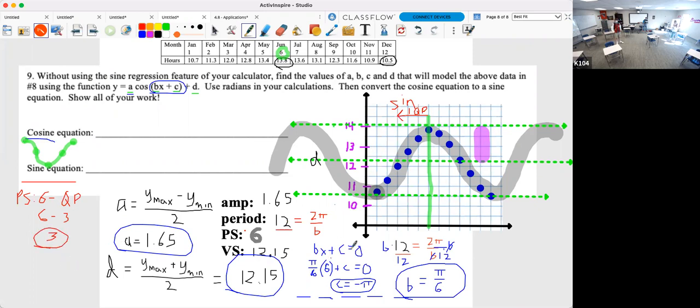So you do the same thing we did over here, but instead of 6, it'd be 3. So pi over 6 times 3 is our phase shift, plus C equals 0. That ends up being pi over 2 plus C equals 0. So you subtract pi over 2 and you get C equals negative pi over 2. So instead of C being negative pi as it was before, now it's negative pi over 2.